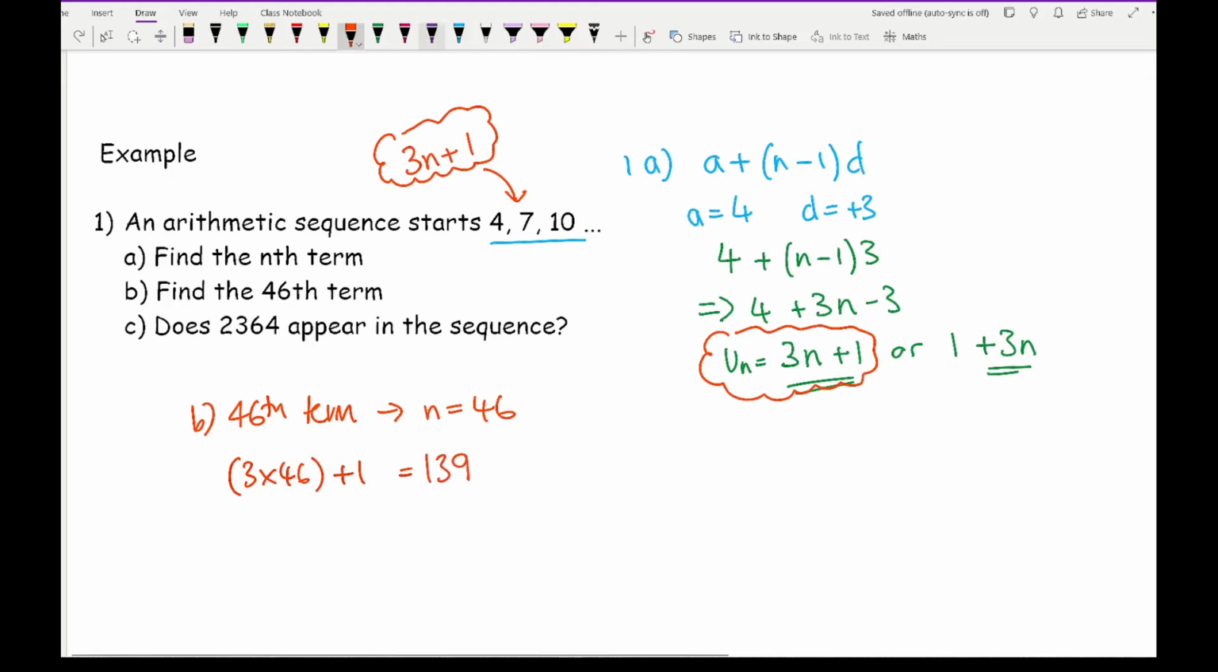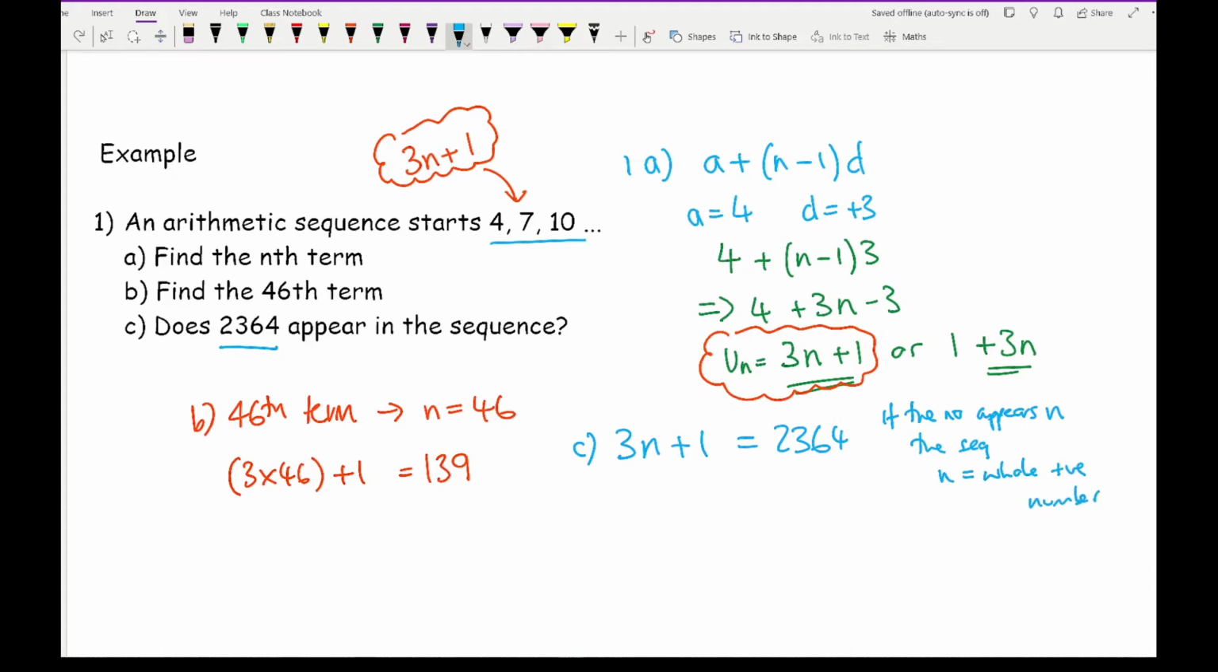Now for C, to work out if a number appears in a sequence, all we need to do is make the number equal to the nth term. So here I'm going to write 3n plus 1 equals 2364. Now if the number appears in the sequence, then n would equal a whole positive number. If it ends up being a fraction, then it's definitely not going to be in the sequence. So here all I need to do is solve this equation.